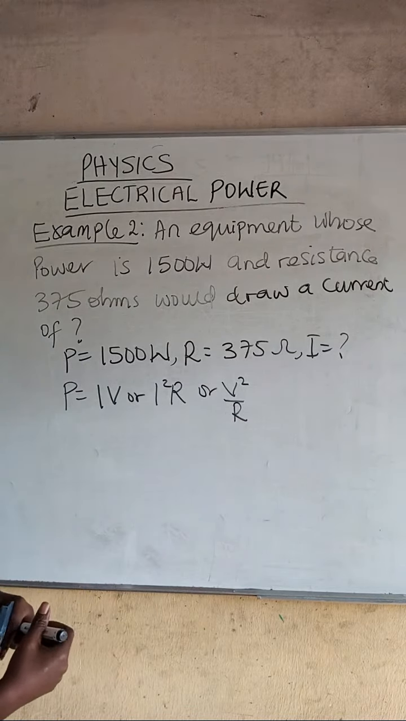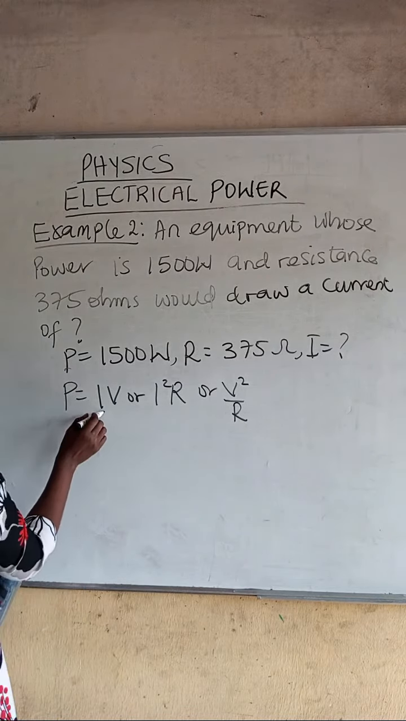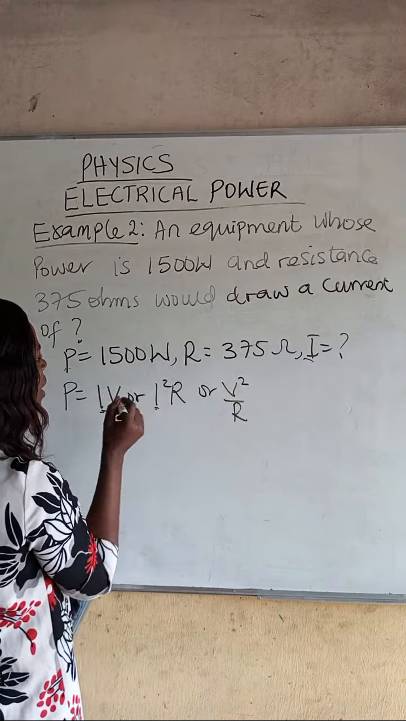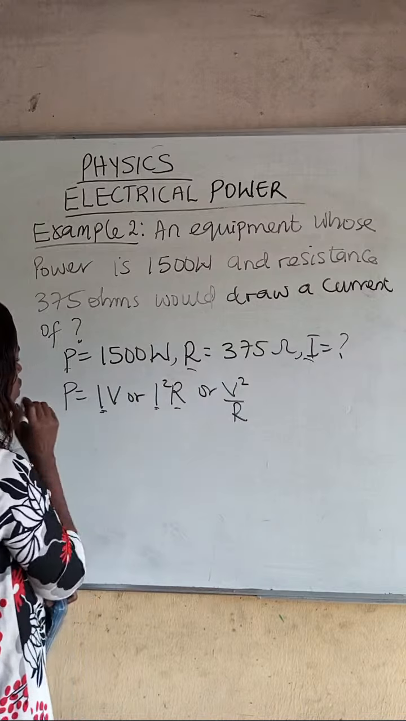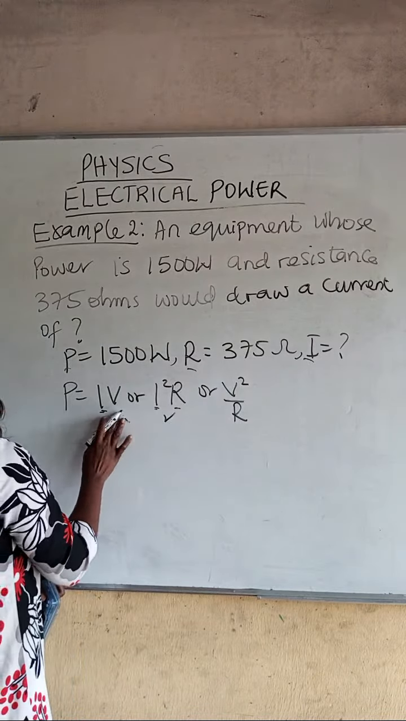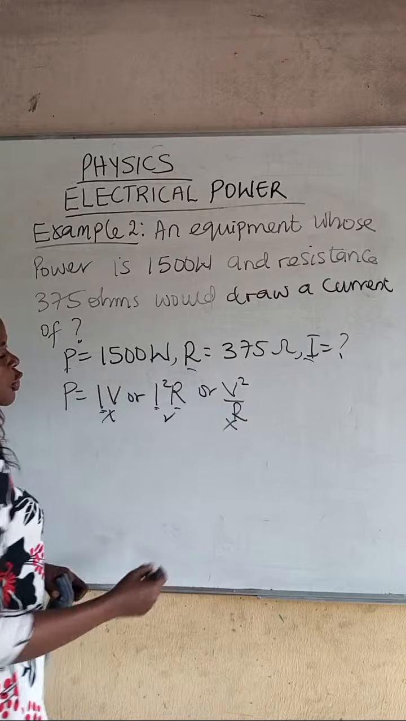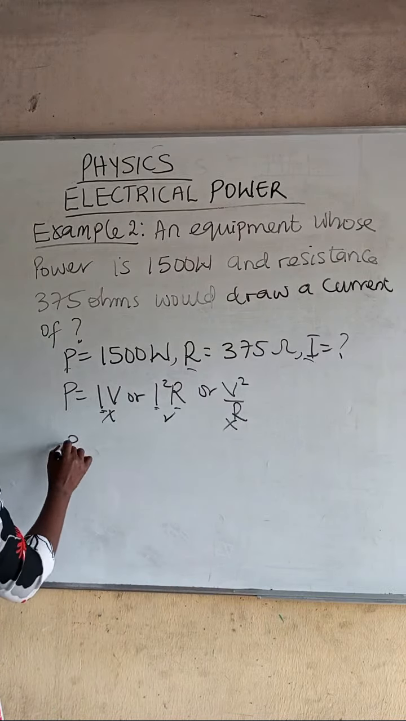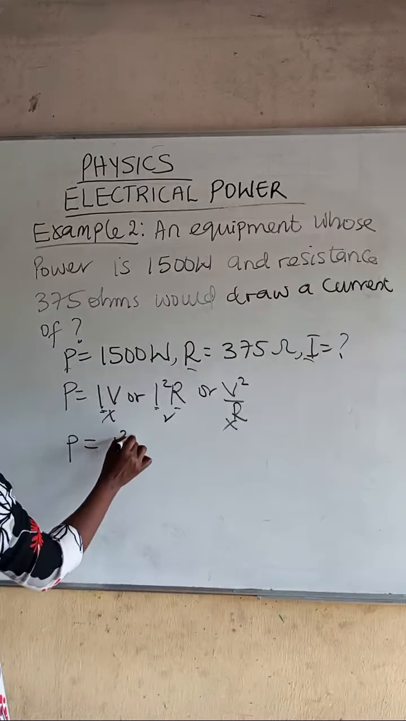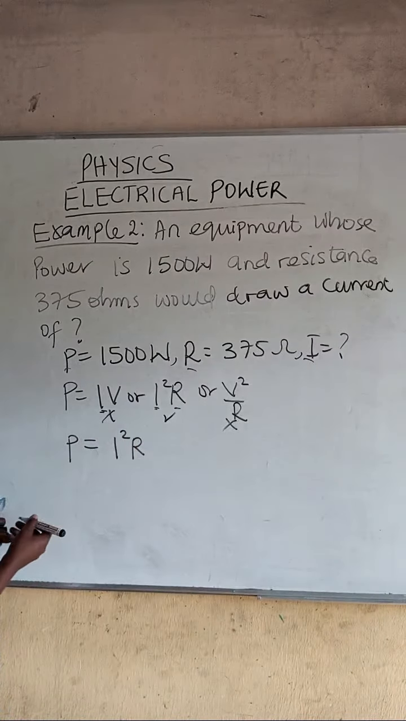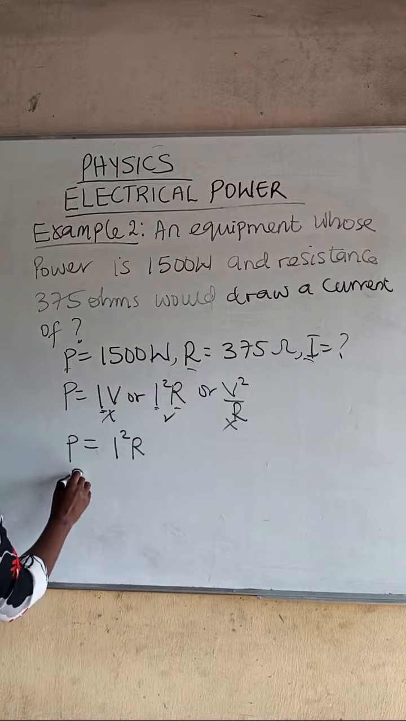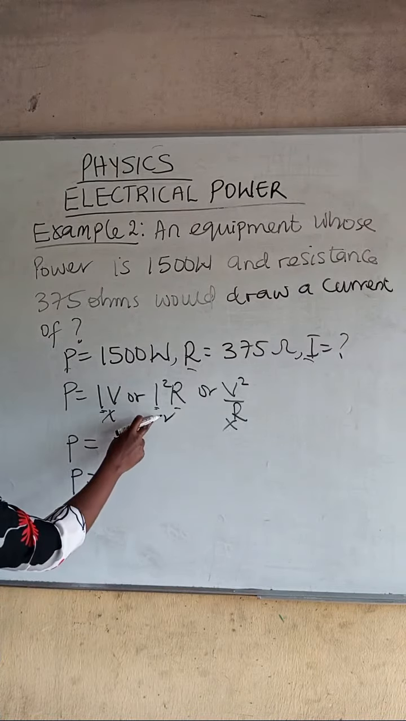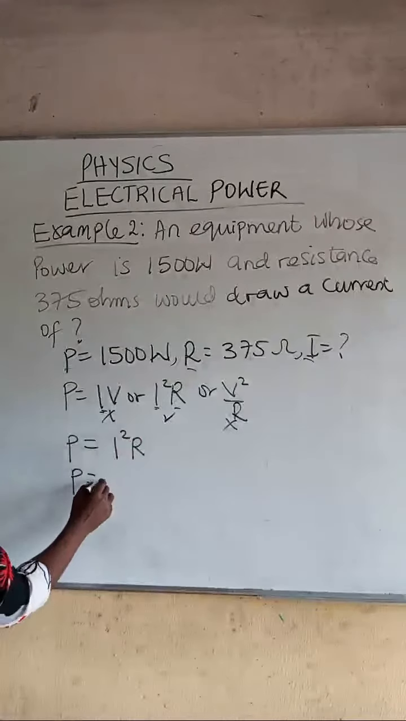So which one will fit what we have? We have power, we are looking for current, and we have resistance. So this will go and this cannot go, right? So going by that, we have that P is equal to I squared R. Now, what's my I? My I is current, and that's what I'm looking for.